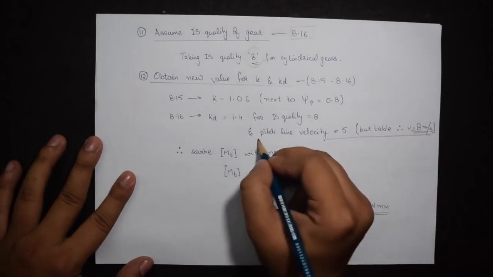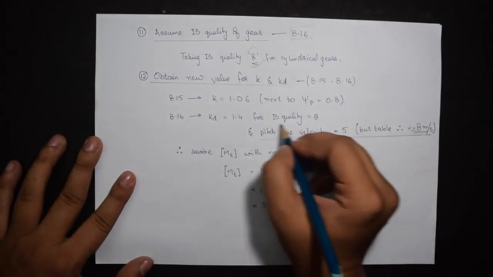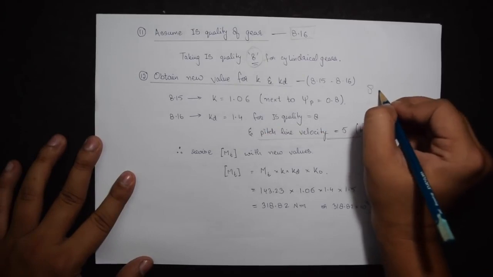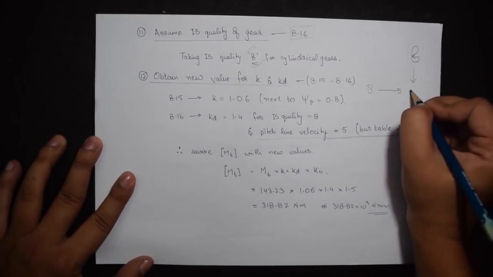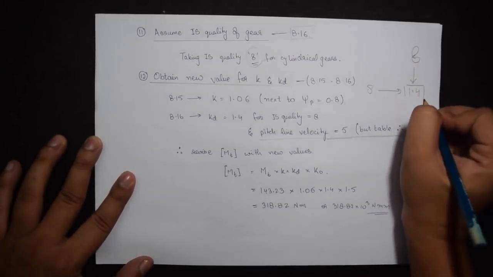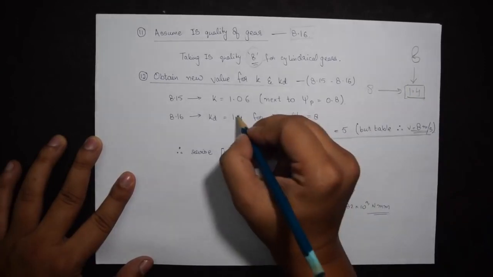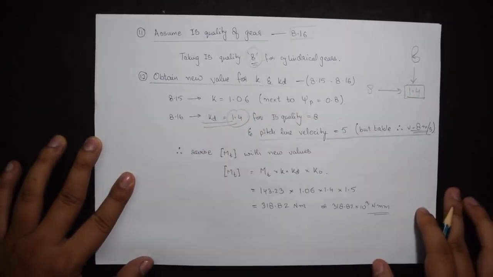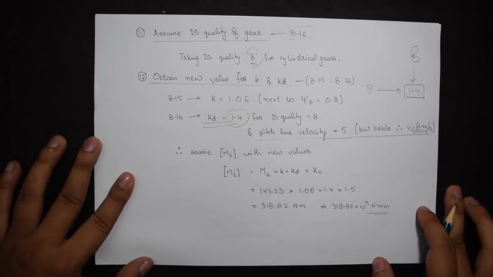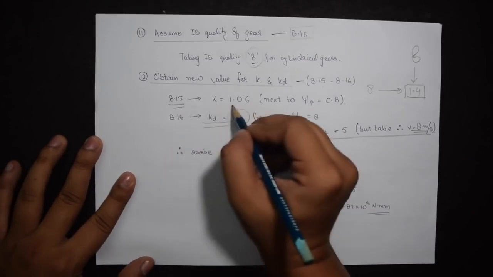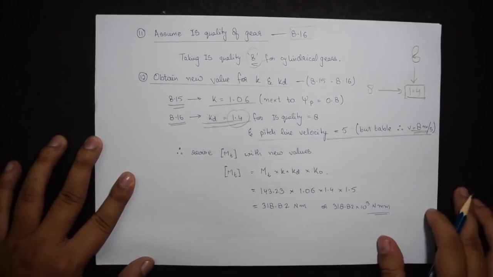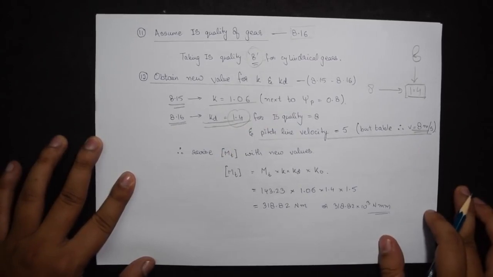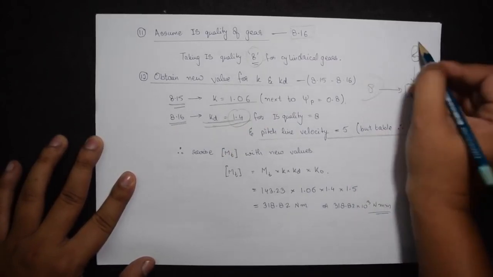Therefore, the value of KD can be found from IS quality as 8 and pitch line velocity for spur gears as 8 again, which leads me to the box 1.4. So the value of KD I'll be requiring in the next step is 1.4. As I told in the last step, from 8.15 the value of K came out to be 1.06 and the value of KD comes out to be 1.4, assuming IS quality as 8 and pitch line velocity as 8 again.